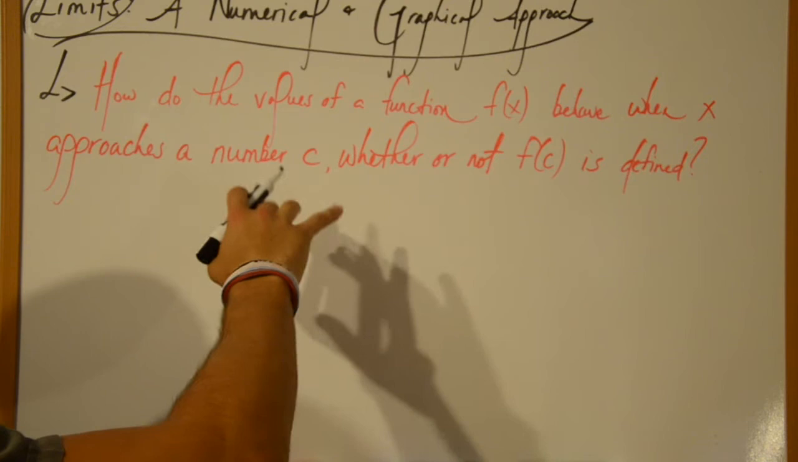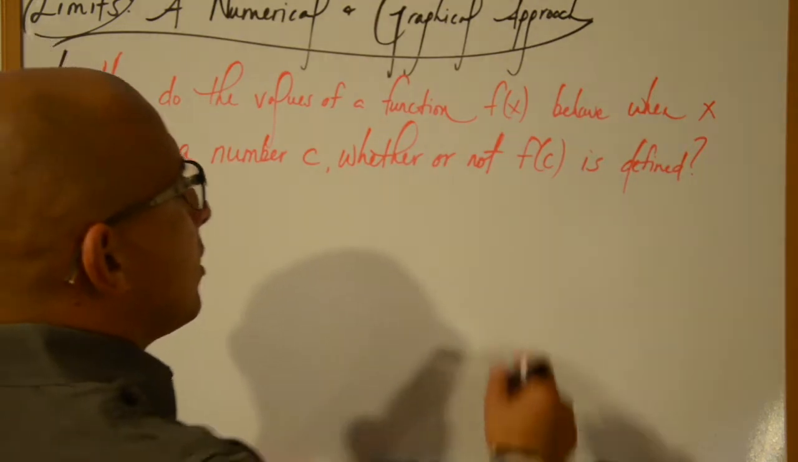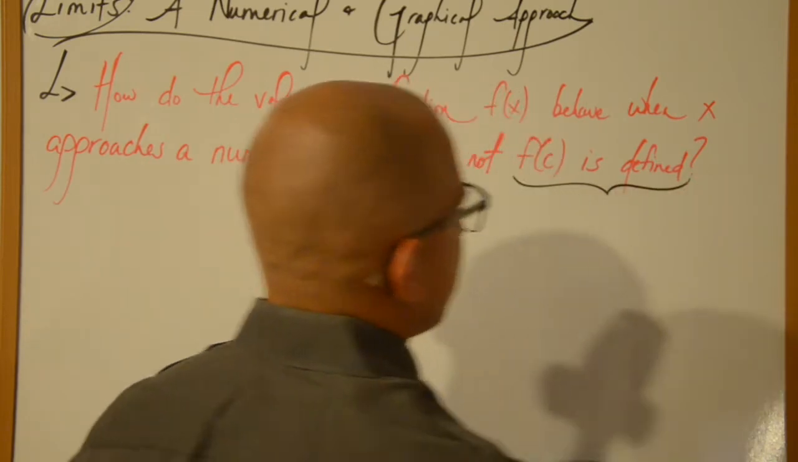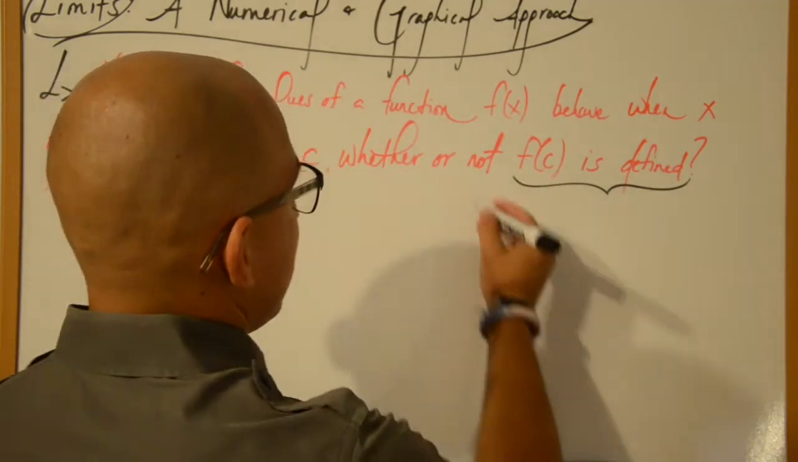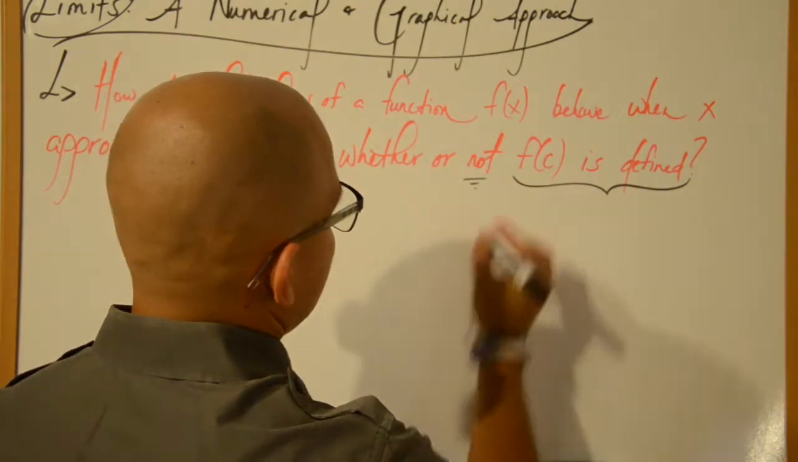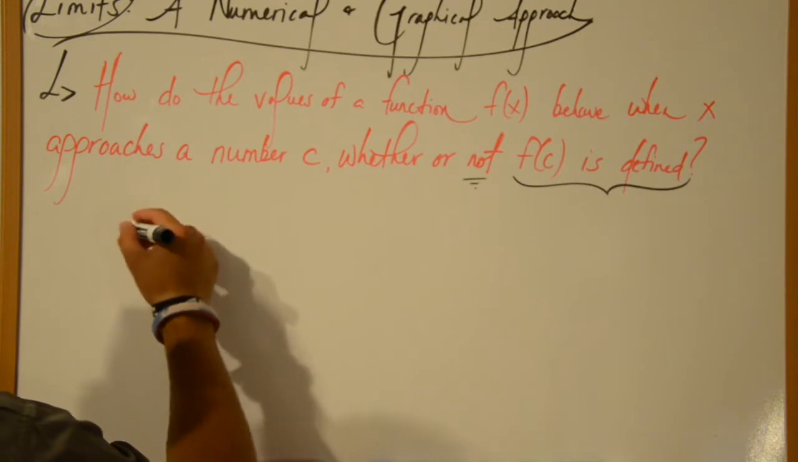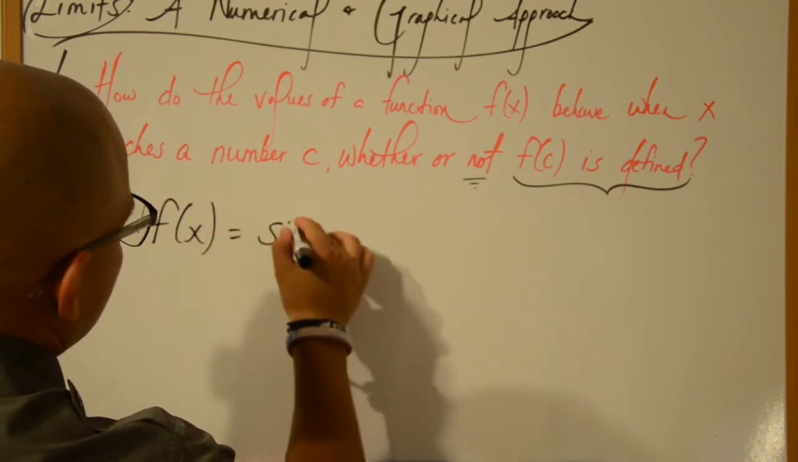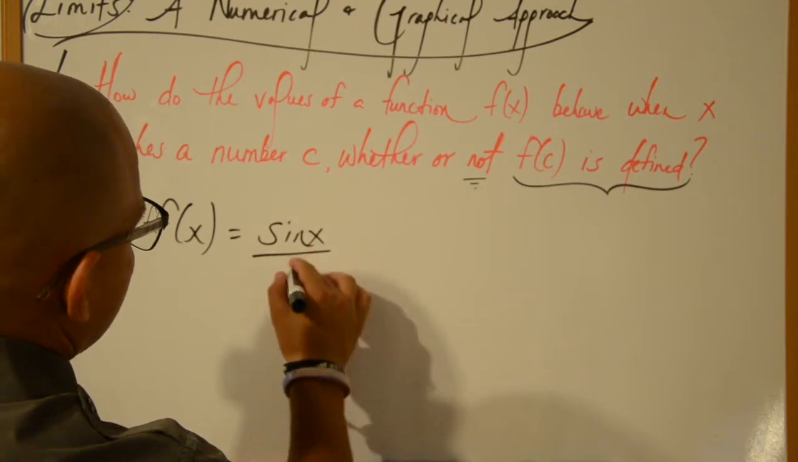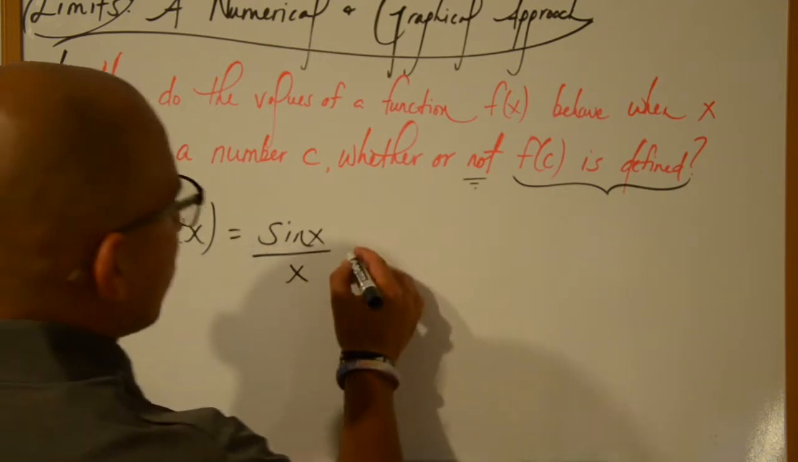what happens when we have values of a function when x is approaching a particular number c, when f of c is or is not defined, the key piece being here is not. Okay. Let's take a function, for example, f of x equals sine of x over x. Nice and rudimentary for the most part.